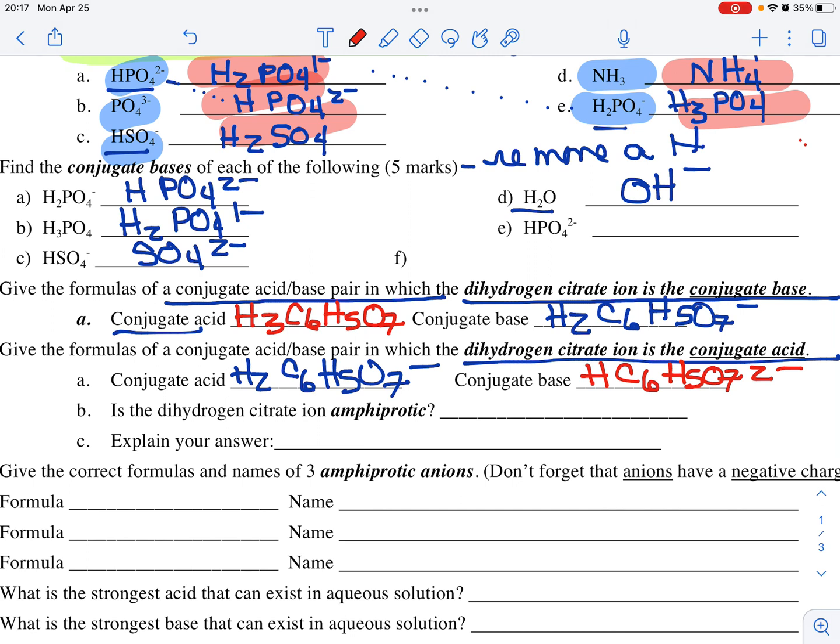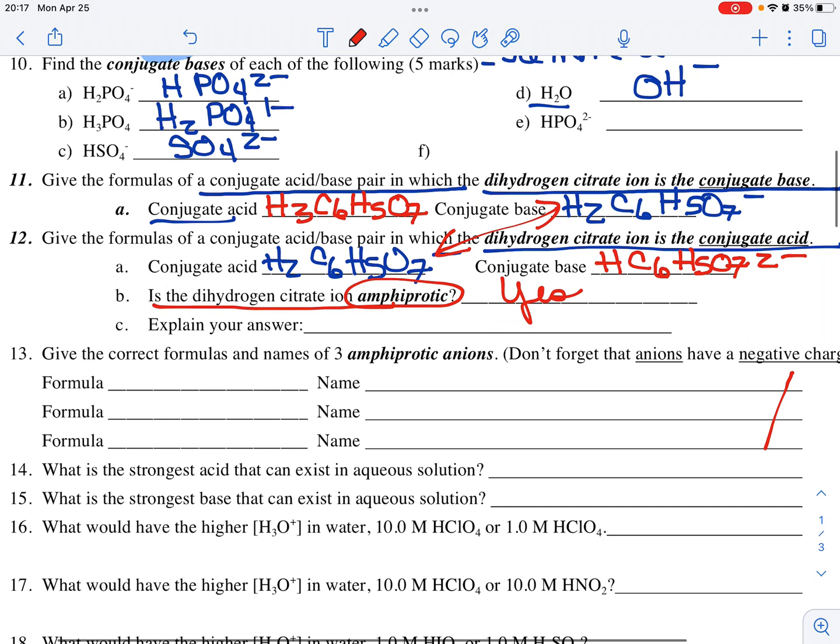Then is dihydrogen citrate amphiprotic or amphoteric? And the answer is yes, because it exists as both an acid and a base. So yes, it is amphoteric. So I'm going to write can act as an acid or a base.